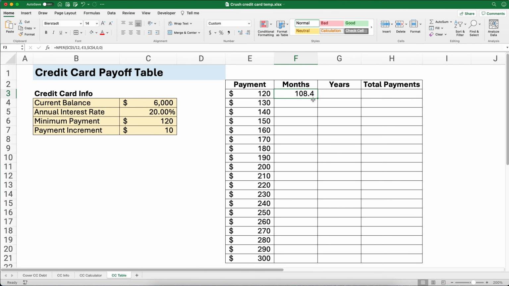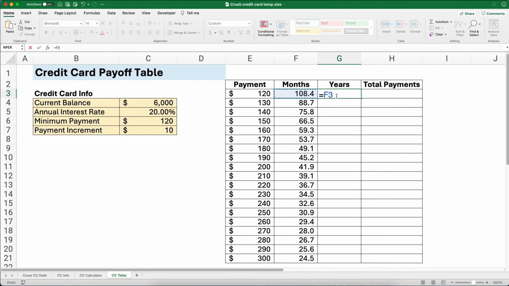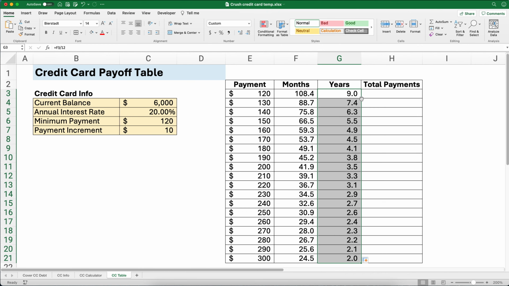Well, what if we're making $130? Let's copy this all the way down. Remember, we had 88.7, 75.8, so on. So you see, the higher the payment, the lower the number of months. So you can see how that works. So we'll take 108 divided by 12, and that gives us how many years? So I can calculate that all the way down. So it goes from 9 years down to 2.